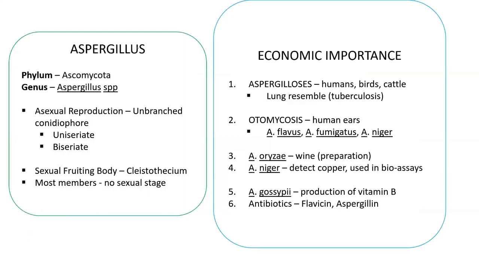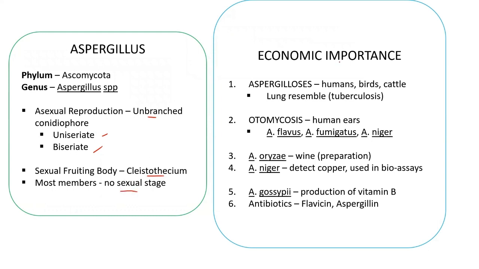Then we move on to the type genus of Ascomycota, and that is Aspergillus. Aspergillus mainly shows only asexual reproduction, through unbranched conidiophores. The conidiophores can be uniseriate or biseriate. Then what are the different parts of these? You should know the diagram. Then the sexual fruiting body, if sexual reproduction is found, is Cleistothecium. Most of the members do not show sexual reproduction.